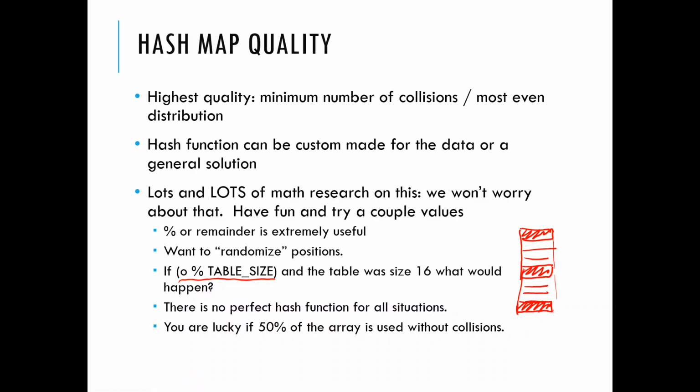Trying to figure out how to get the math working, and I'm not expecting it to be perfect, but try a couple types of hash function to see what gives you better performance, what reduces the number of collisions that you end up getting. There is no perfect hash function. You'll be lucky if 50% of the array is used at all, but we're aiming for about 50% of the array being used and not having a collision.